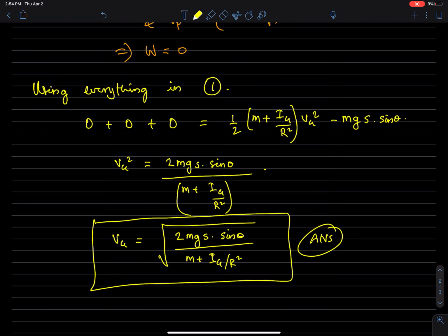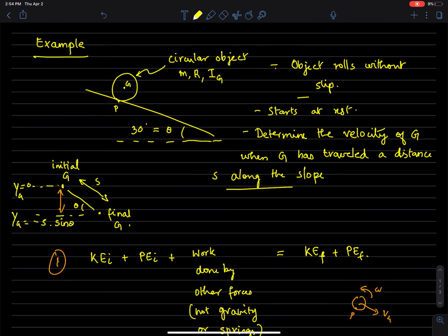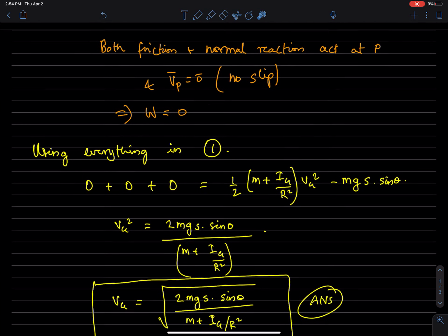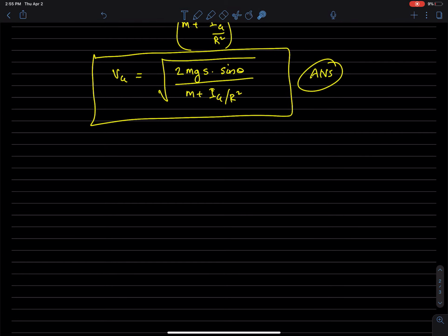Now, in other words, if you have an object like so, which is rolling without slip along a slope, the velocity it acquires is this quantity after traveling a distance s. We can, just to understand this a little bit better, consider a few cases.